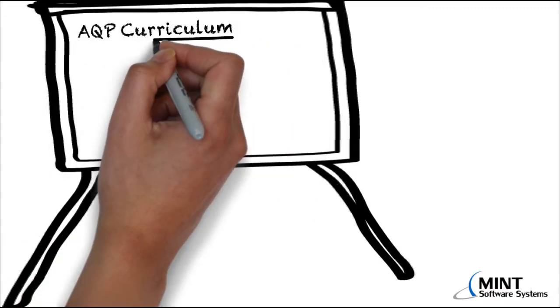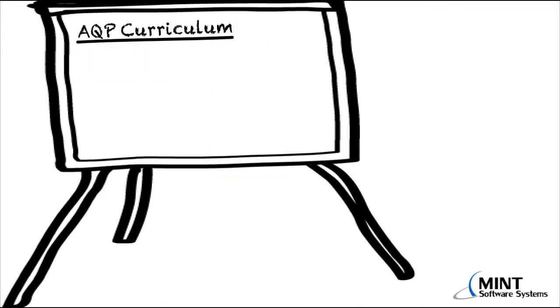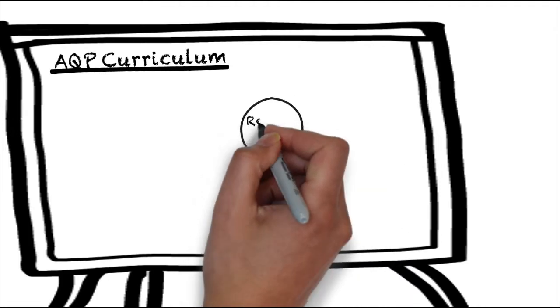In this tutorial, I want to talk about the design of an AQP curriculum. When it comes to your particular curriculum, you might do things a little bit different. The idea here is just to give you an understanding of how things are done within the MINT system. We will start with record items.